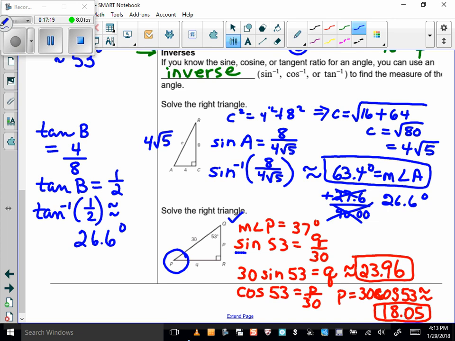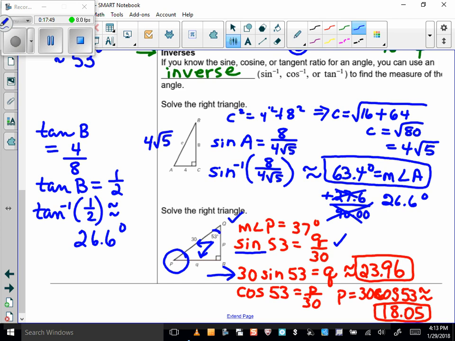So I used the sine ratio. The sine of 53 is the side opposite over the hypotenuse, so that's Q over 30. And then I just cross multiply and I get 30 times the sine of 53 equals Q. When I punch that into my calculator, I get about 23.96. I'll have to tell you on your paper whether to round it to the nearest tenth or the nearest hundredth. I generally round to the hundredth if it's not specified.